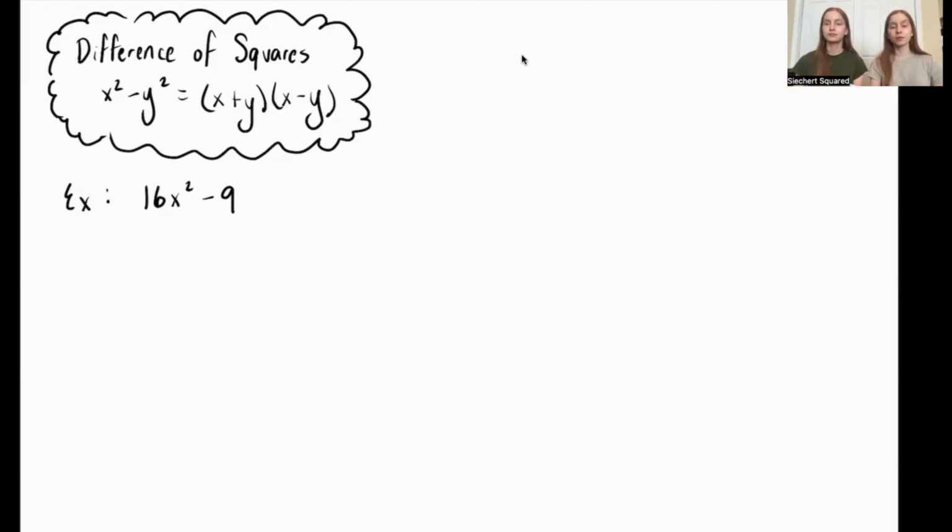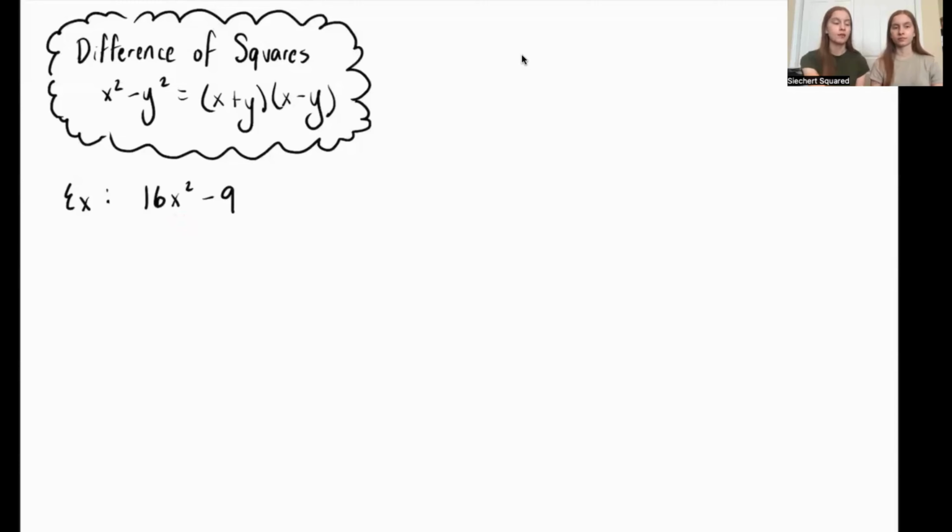So for our first example, we are going to have 16x squared minus 9. First things first, we can use the difference of squares. There are two terms we are subtracting, and both of them are perfect squares. 3 times 3 is 9. This part is a perfect square, but this might not be as obviously a perfect square as the second term. You can just think about breaking up and looking at the number and the variable separately. 16 is a perfect square because it's 4 times 4, and x squared is a perfect square because it's x times x.